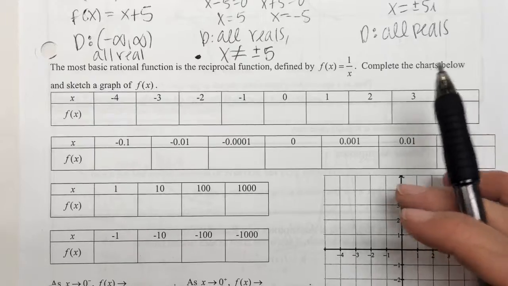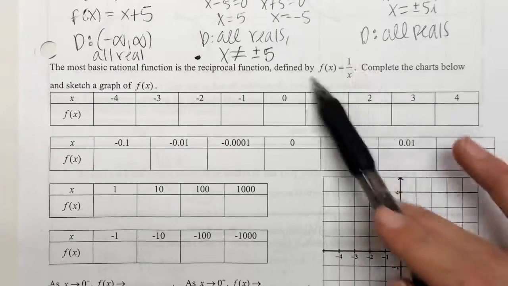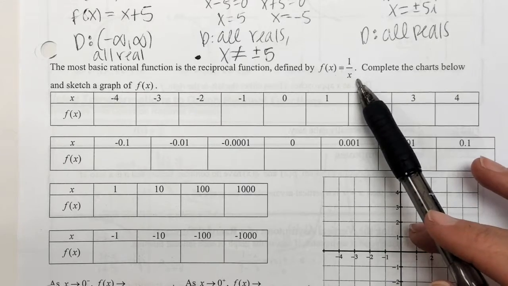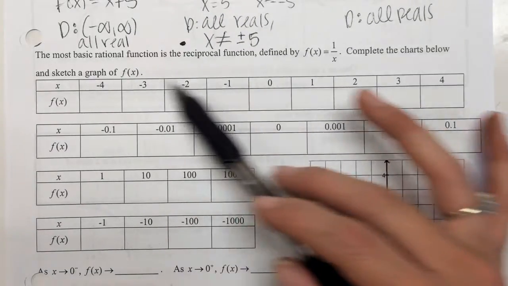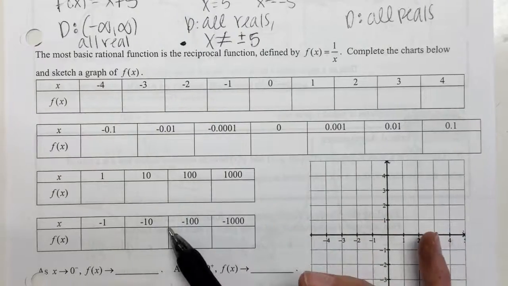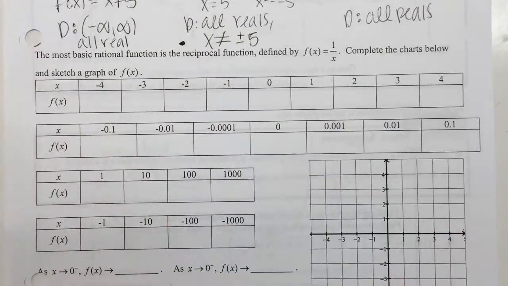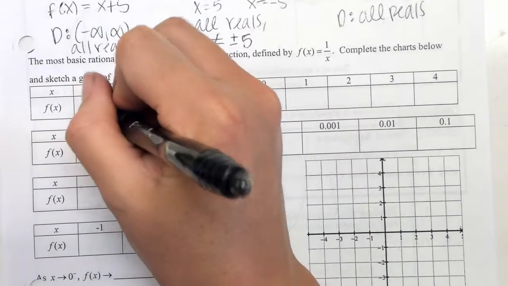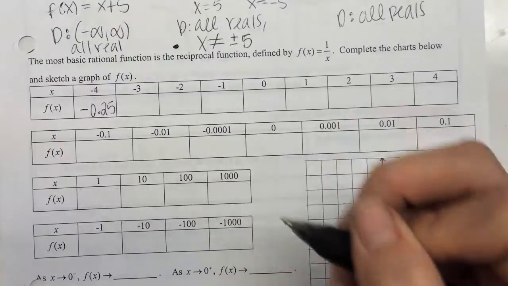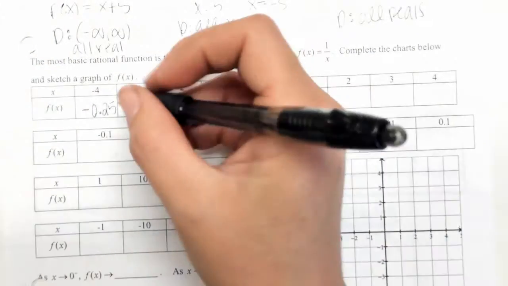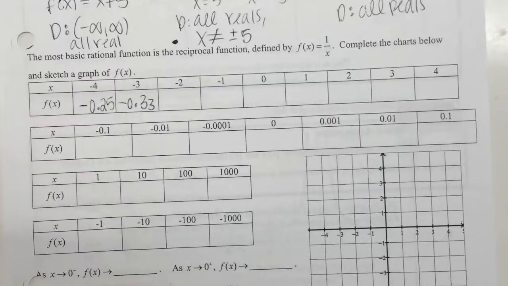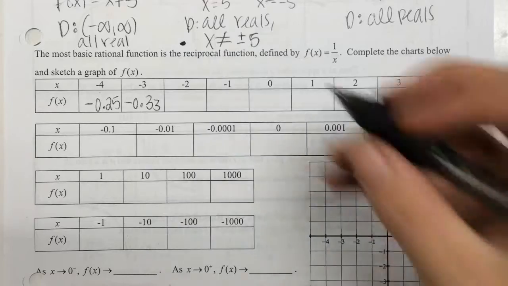Alright, the next thing we're going to do is look at the parent function of a rational function, which is just 1 over x, the most basic one. They're going to give us some x values, and our job is to find the y values by plugging each one into the function. So this first one, when I plug in negative 4 to the denominator, I get negative 0.25. This one's going to be 1 over negative 3. That's negative 0.33. And I'm going to go ahead and fill this in quickly. If you need to pause and fill these in on your own, you can.